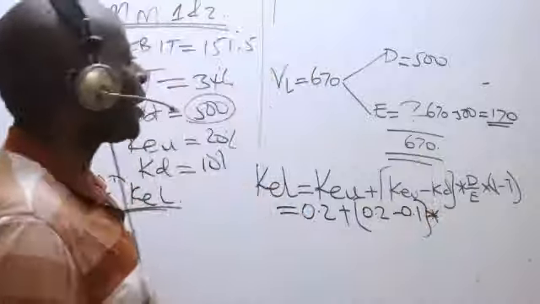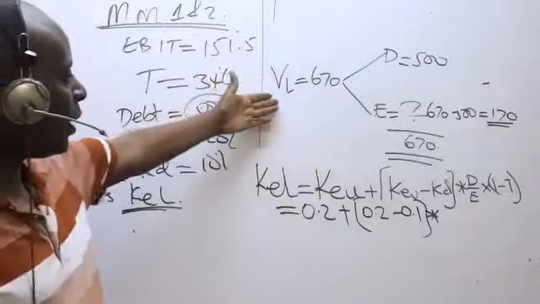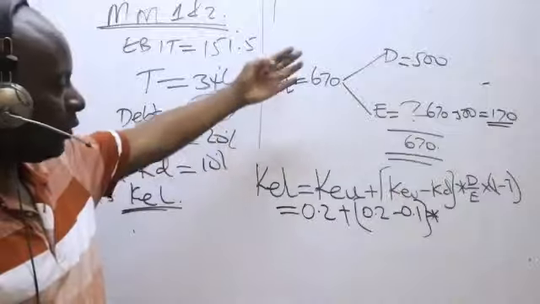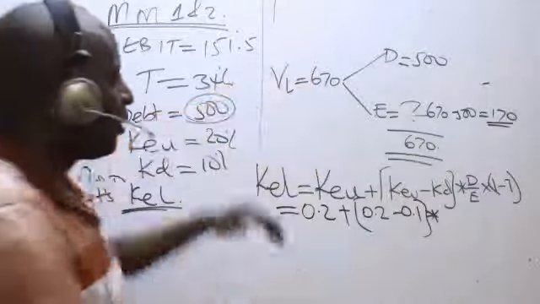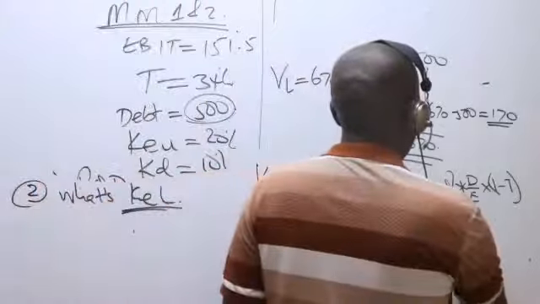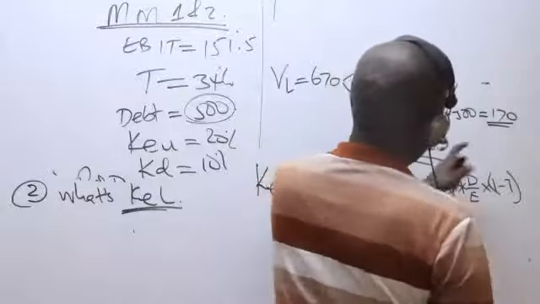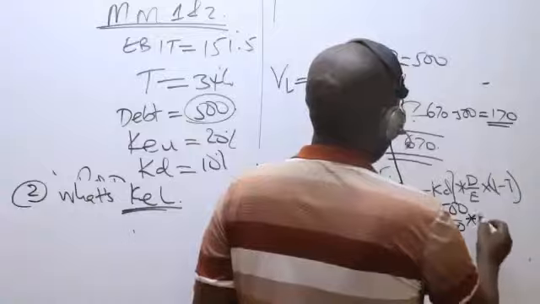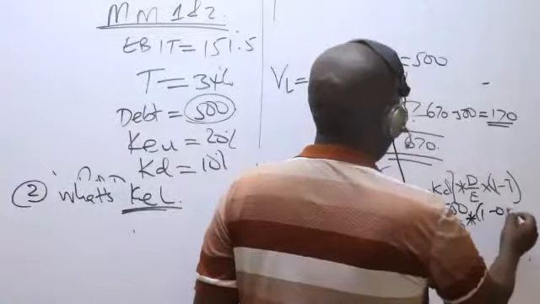So times debt. Is there anybody who is able to see the debt of the levered firm? The debt of the levered firm is 500, isn't it? 500 over equity. The equity of the levered firm is 170, times 1 minus 0.34.